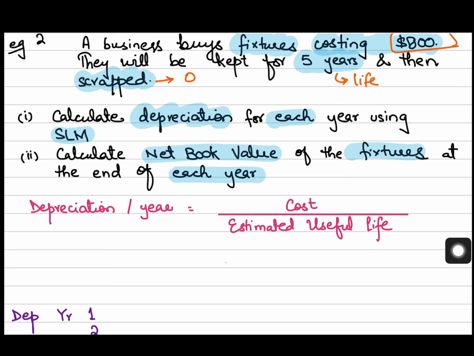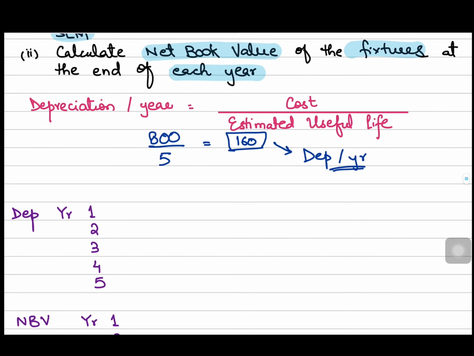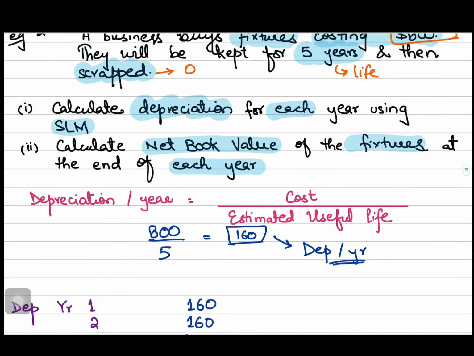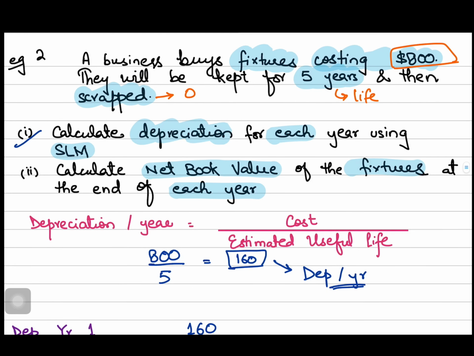And in this question the cost is 800 divided by the estimated useful life of 5 years, which will give me a depreciation charge every year of $160, right? This is the depreciation per year, and this will remain the same for every year till 5 years, right? So depreciation in year 1 till year 5 will be the same, that is 160, 160, 160 for the full 5 years. Okay, so we are done with the first requirement, and that was to calculate depreciation for each year.